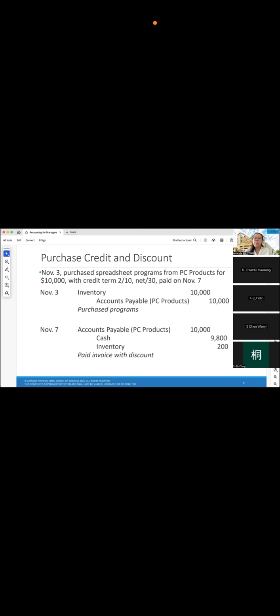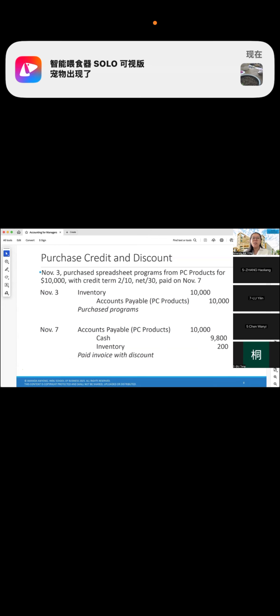And after we prepared the financial statements, as we saw in your assignment one, we then went on to talk about inventory and purchases. So this is the next topic that I wanted to talk about. For inventory and purchases, I introduced to you the concept of a purchase credit and discount. And so let us go through this example together.